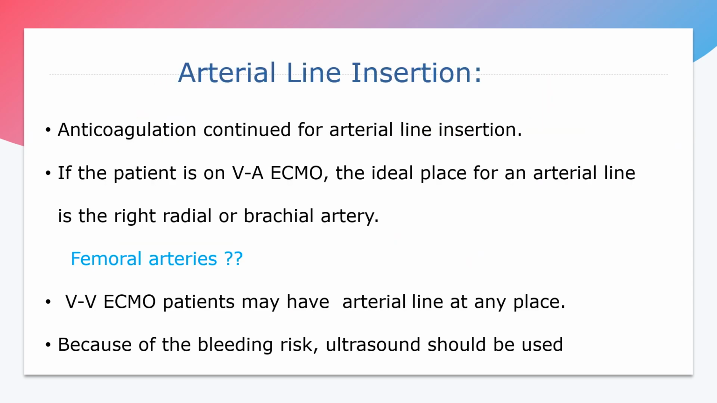Arterial line insertion: we can continue anticoagulation. If the patient is on VA ECMO, the ideal place for an arterial line is the right radial or brachial artery. However, brachial is not preferred because of perfusion of the arm. Femoral artery is not recommended because of differential hypoxia, and it will not give good feedback about brain oxygenation. In VV ECMO, an arterial line may be placed at any site. Bleeding risk is high, so we should consider using ultrasound.